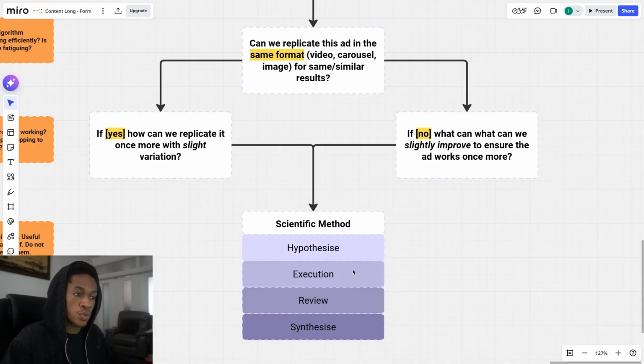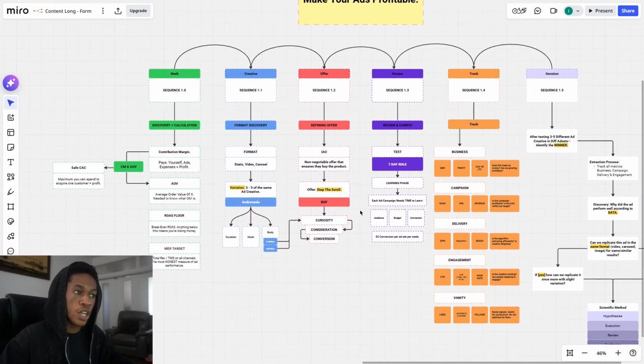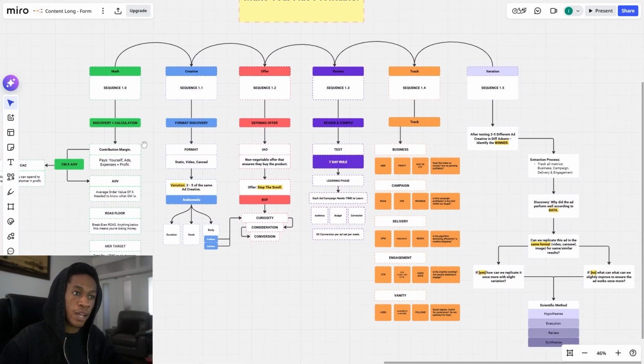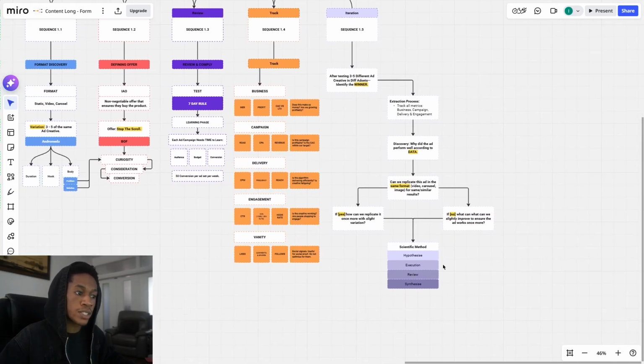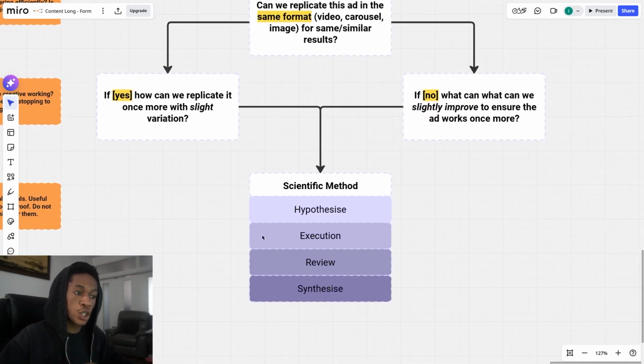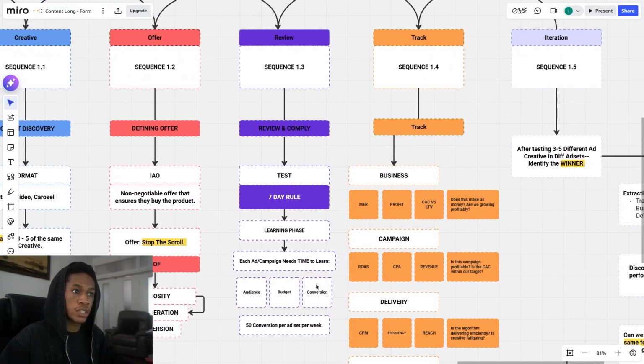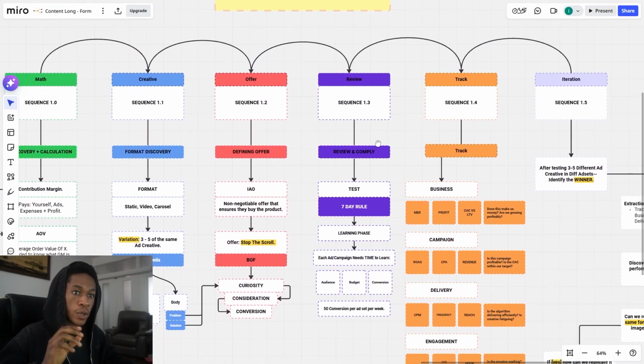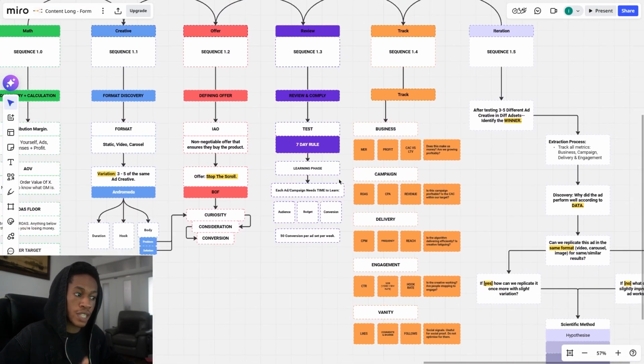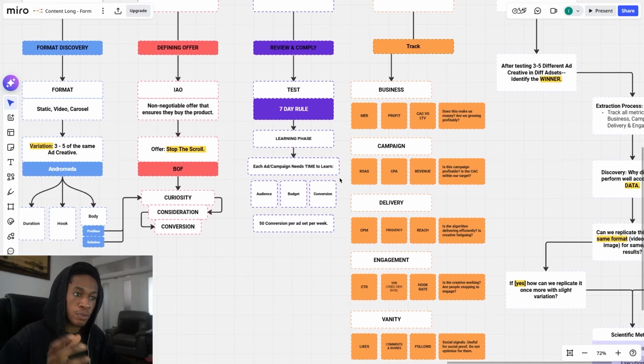Through the hypothesis, we have execution. So then obviously we execute the ad once again, following the sequence. We don't just say, cool, this ad works. No, we make sure the math makes sense and the creative makes sense and the offer makes sense, and then we execute. And during execution, we review. This is the 4th sequence, sorry, where we review and comply. So we give it some time, like 7 days. We have to test it. We need to understand that the campaign needs time to learn, right?